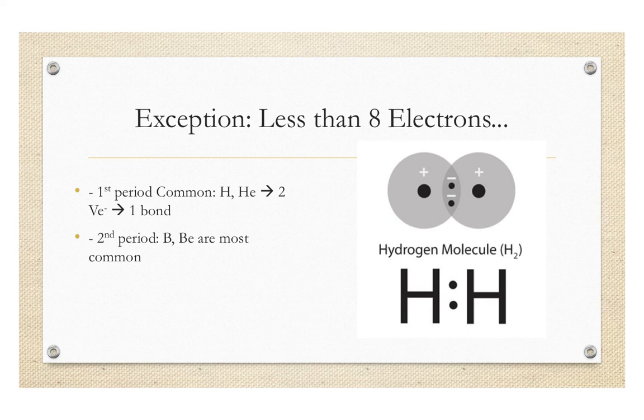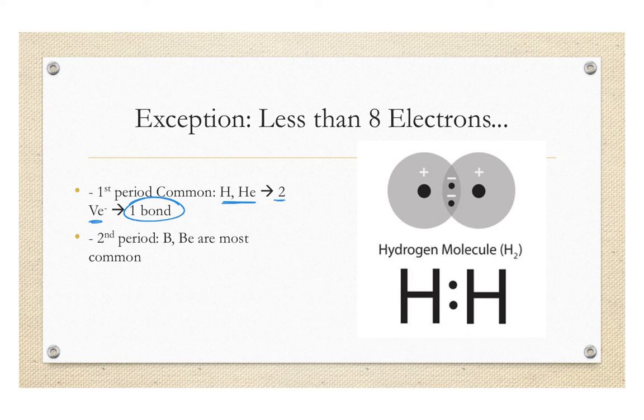The second exception is atoms that have less than 8 electrons. This happens in the first period and the second period of the periodic table, basically the first 5 atoms that we have. So again, in the first period, hydrogen and helium have 2 valence electrons. They only make 1 bond. And again, that's because in that first energy level, we only have 1s1 and 1s2. So therefore, there are only 1 or 2 valence electrons available to them.